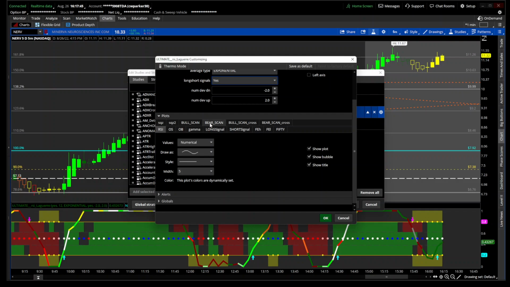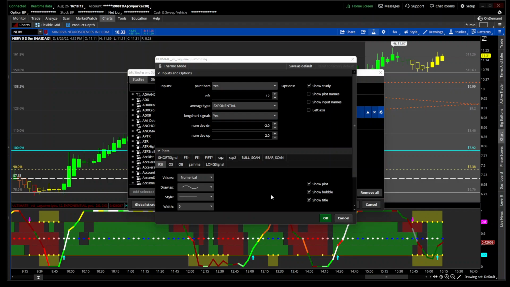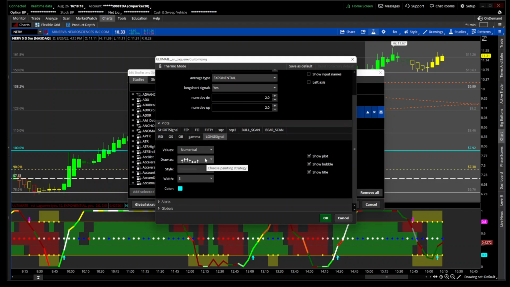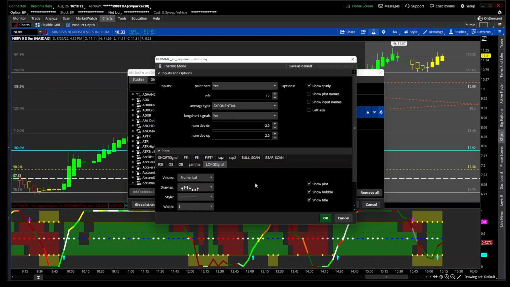So you have a bear scan and a bull scan. This scan cross, don't pay any attention to that. It should have been taken out. There we go, it's no longer there. So you can actually go and scan for these as well. So your long signal is just these arrows. Like I said, long signal, short signal. Everything else is the regular same in there.